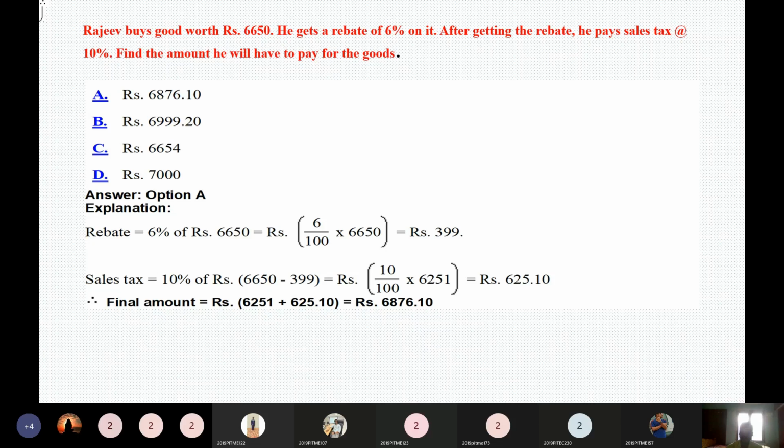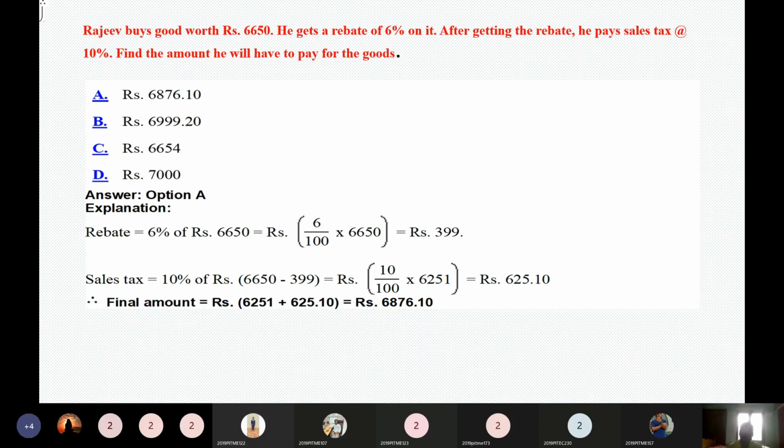How to get the 10% or the percentage? If you want to get the percentage of a particular amount. Anybody else? Please unmute yourself and tell how to get 10% of the amount from 6,151.